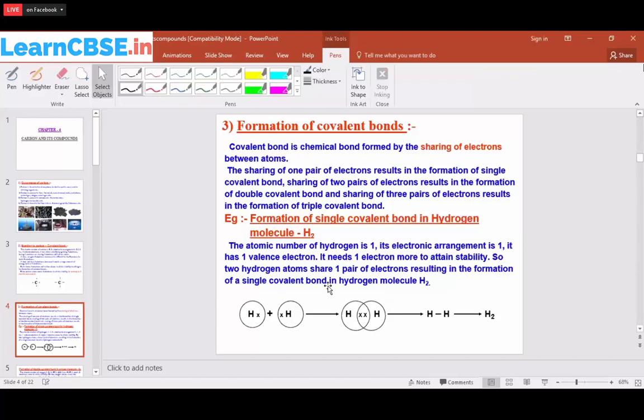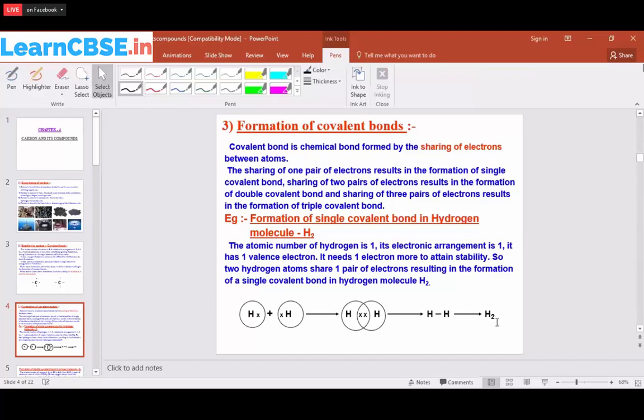So this is one hydrogen atom, and this is another hydrogen atom. Each hydrogen atom has one electron in the outermost shell. When they try to make the bond, this hydrogen atom will give one electron, and this hydrogen atom will give one electron, so both will make a bond. Hydrogen, single bond, hydrogen. We call this a single covalent bond because it shares one electron with the other atom.